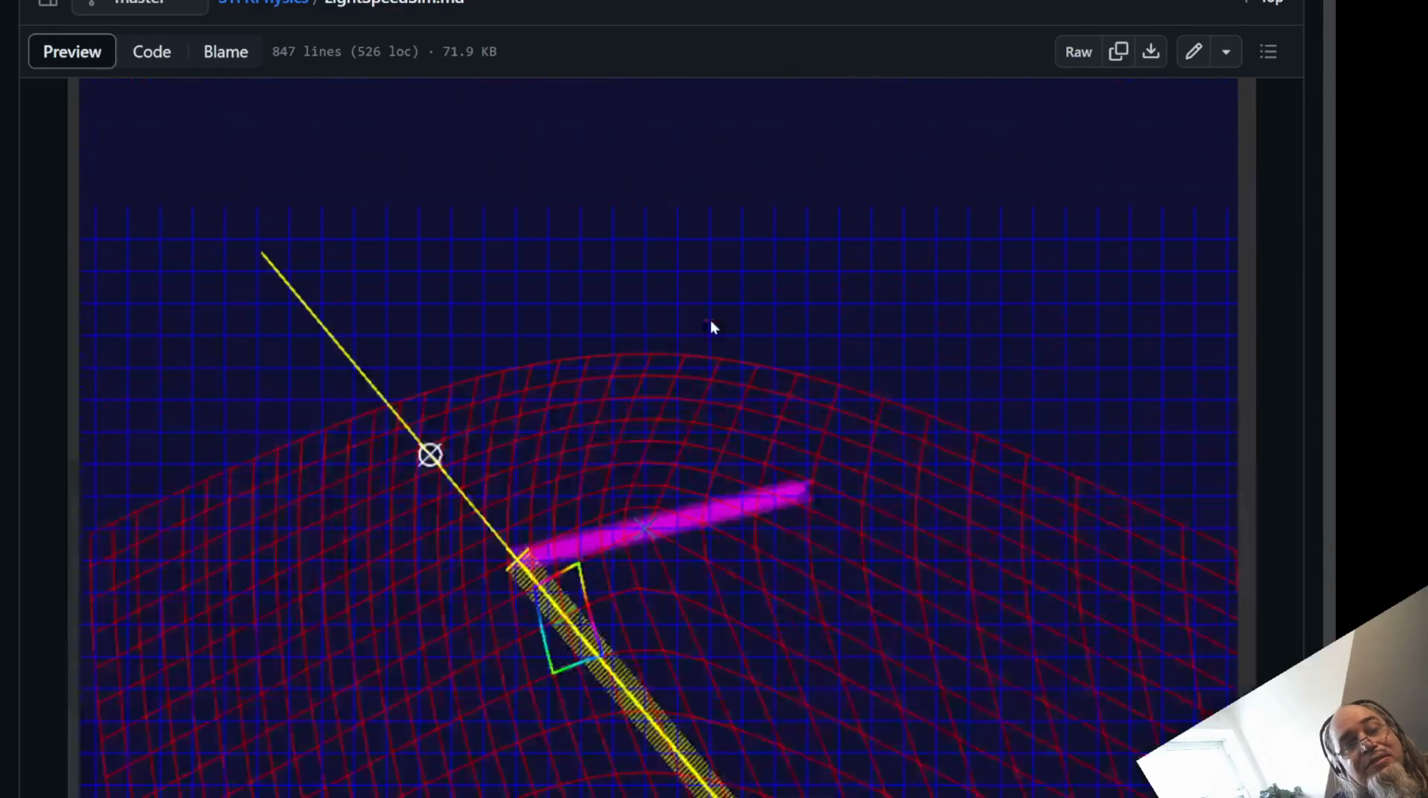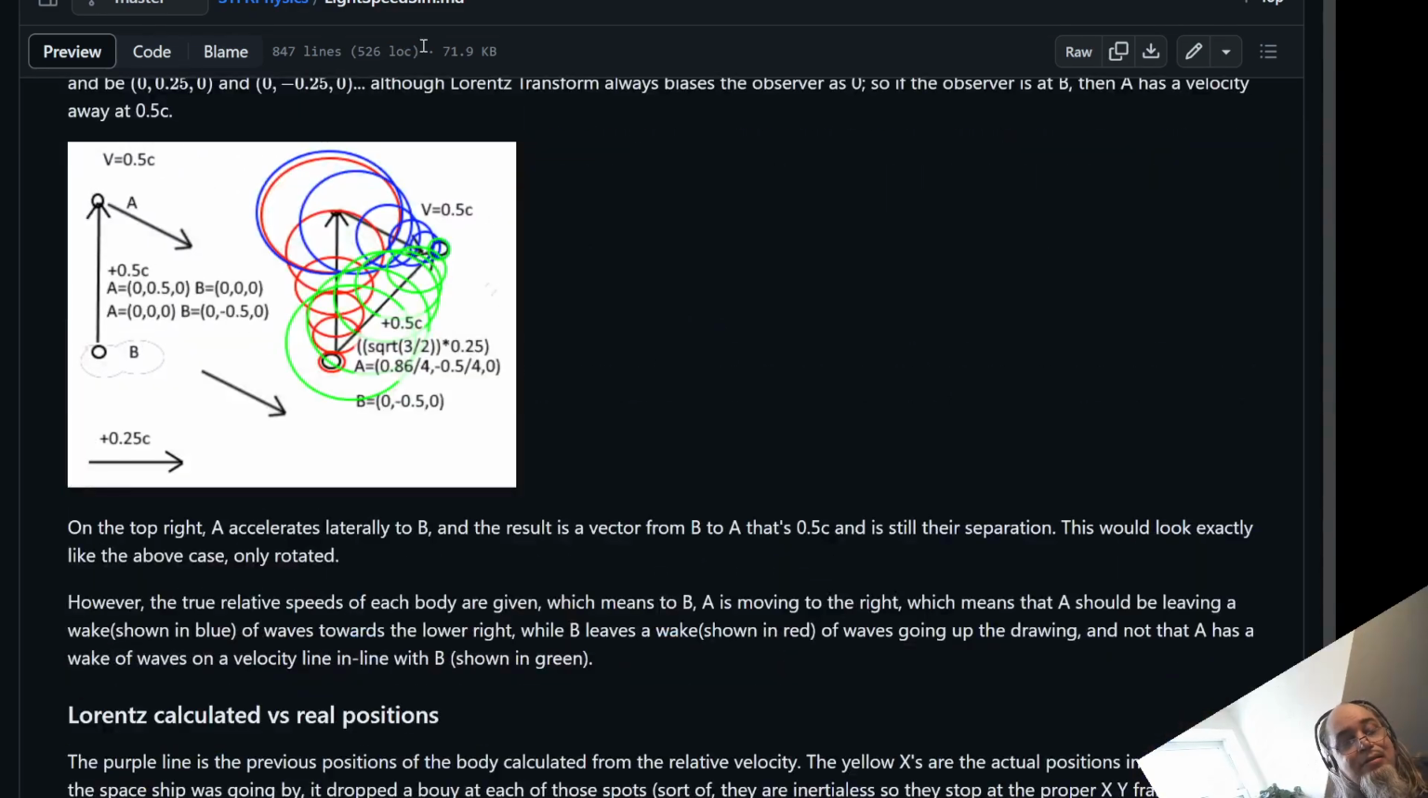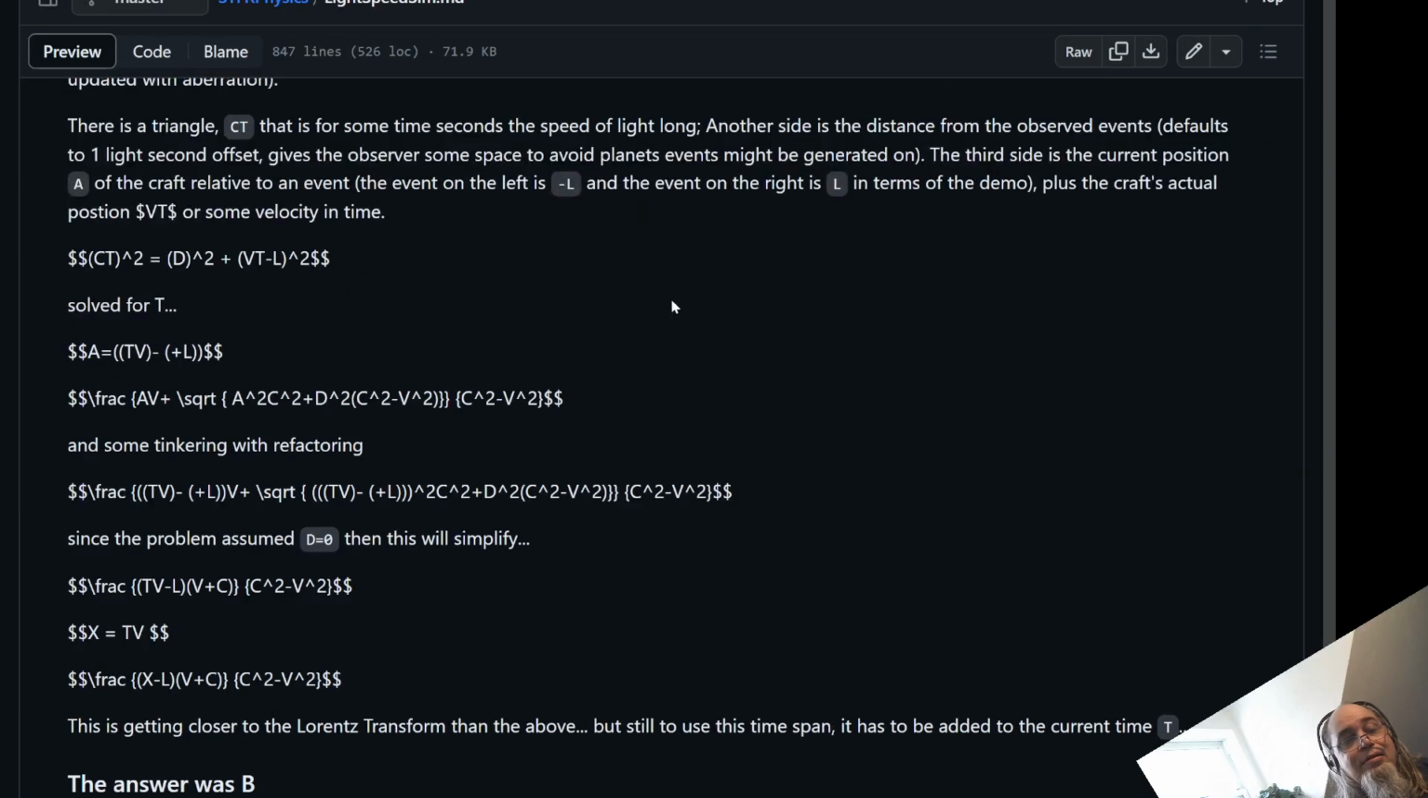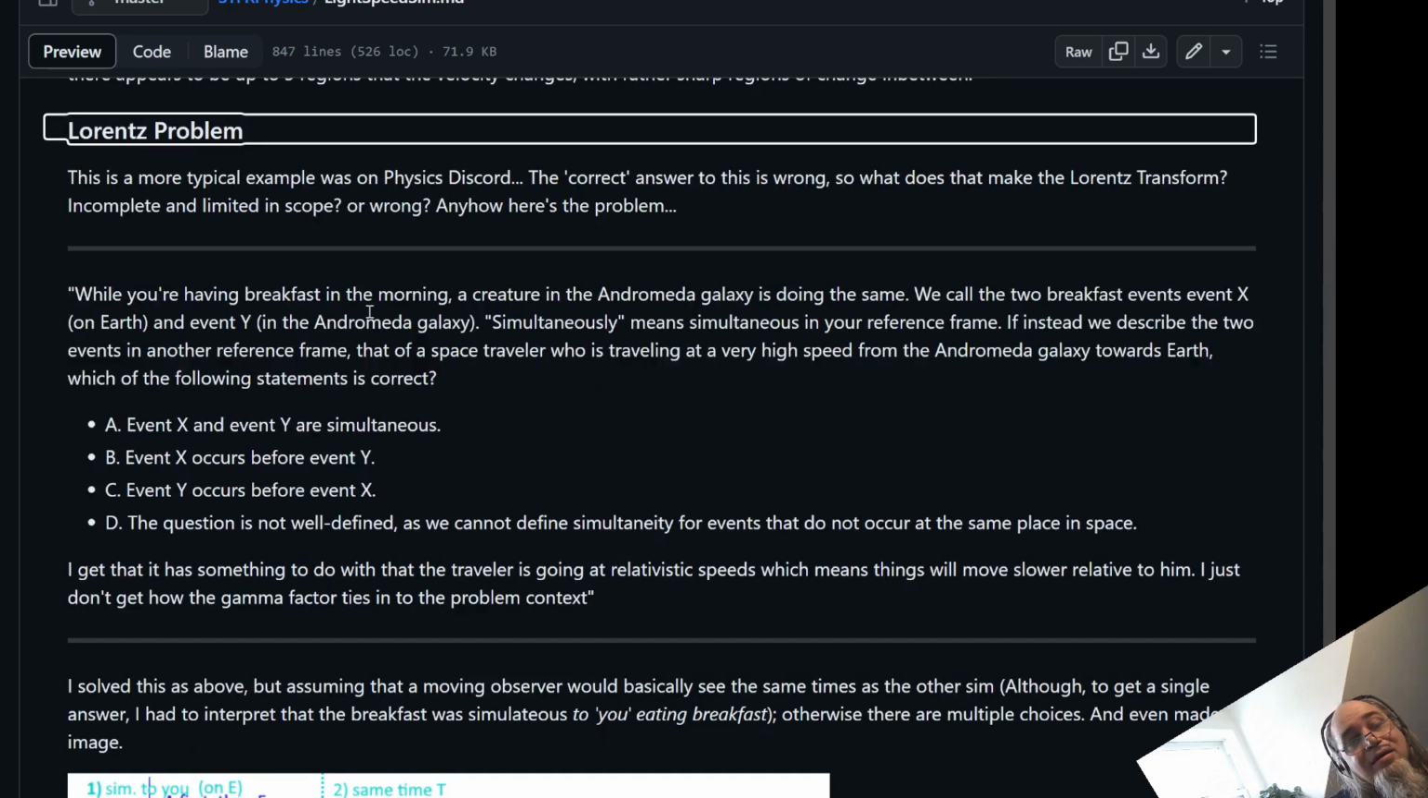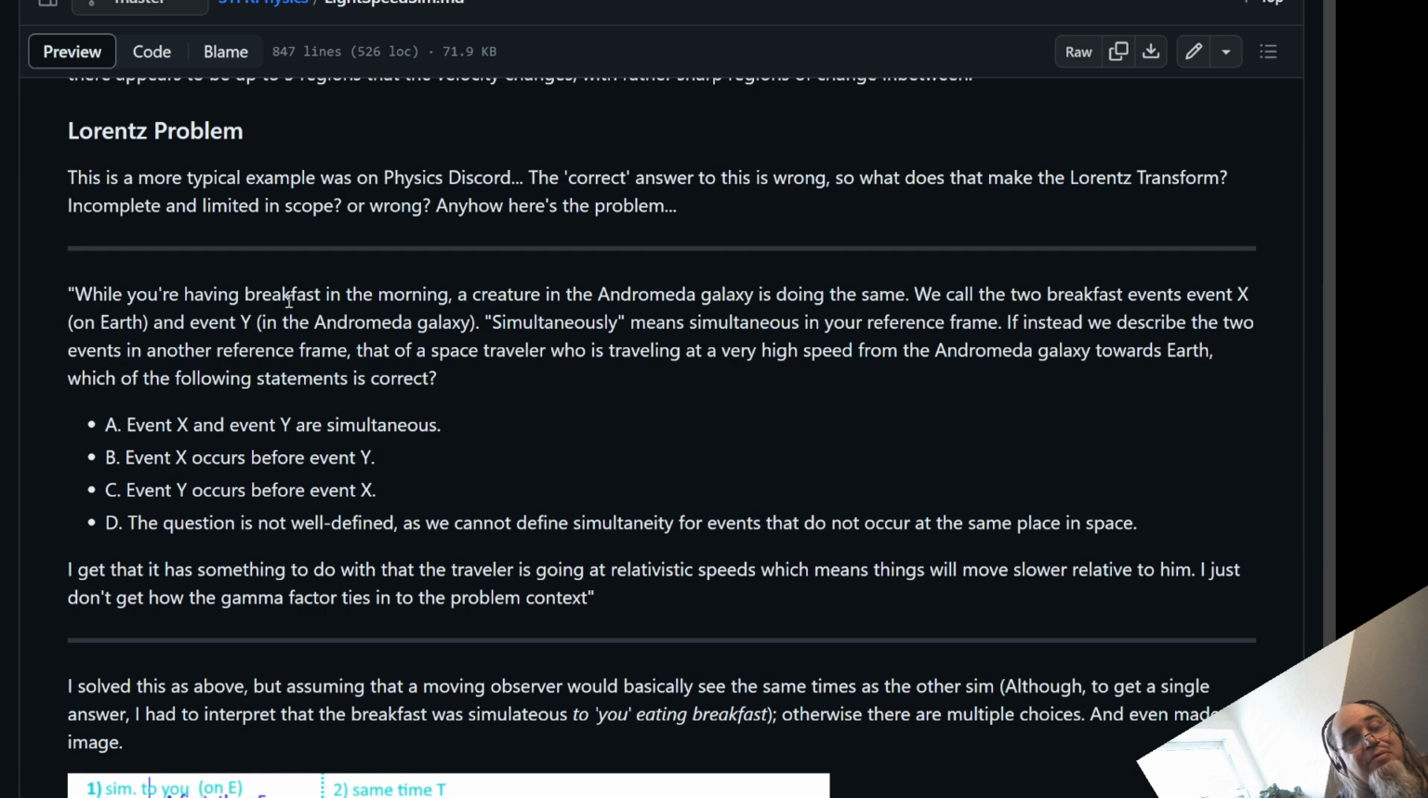which is, let's see if I don't scroll. While you're having breakfast in the morning, a creature in Andromeda galaxy is doing the same thing, and we call the two breakfasts event X on Earth and event Y on Andromeda. Simultaneously means in your reference frame. So whatever your wall clock is, simultaneously across the universe, he's doing the same thing. So if instead we describe the two events in another reference frame of a space traveler at very high speed towards Earth, which of the following is true?